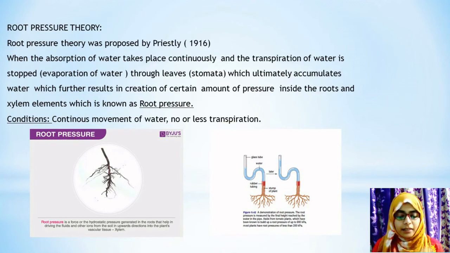On the left-hand side, you can see a small stem where you have a tube-like structure attached to it. Initially the water level is at a certain height, but after some time, when you are pouring more water into the soil, what happens? The water present in the soil is pushed upward to the aerial parts of the stem.